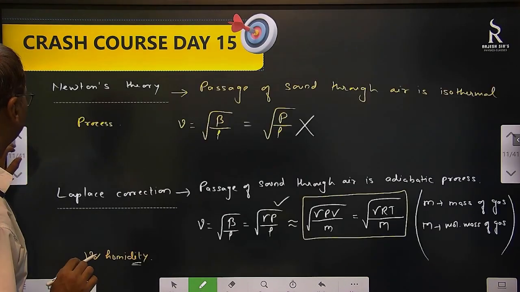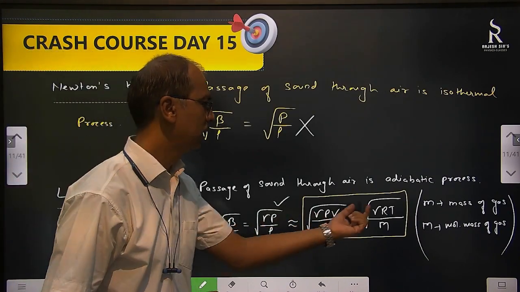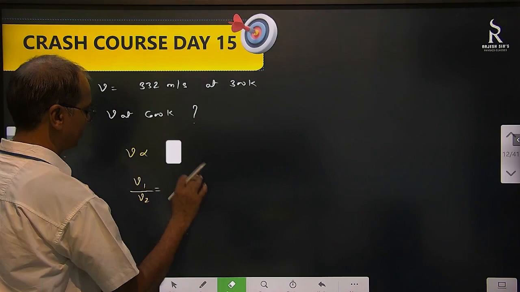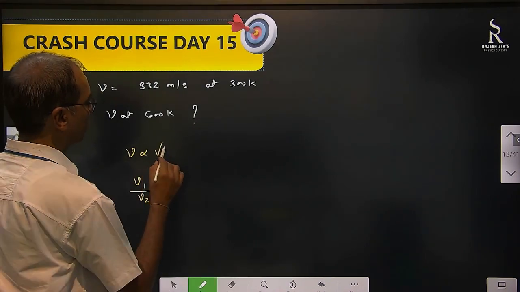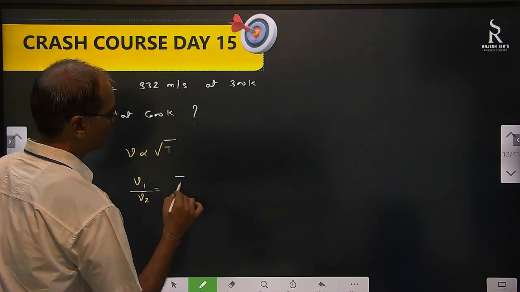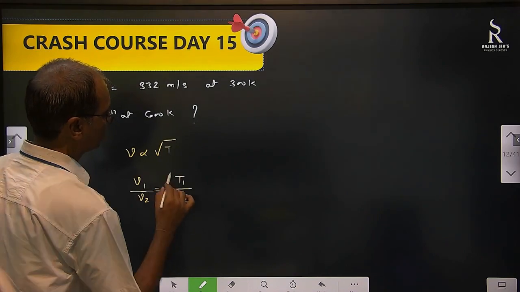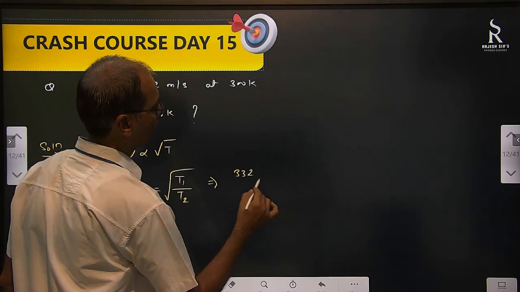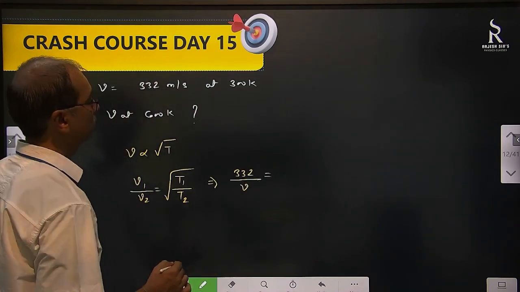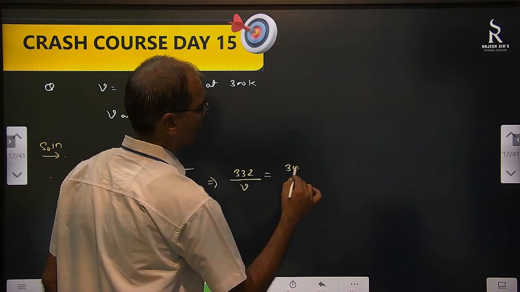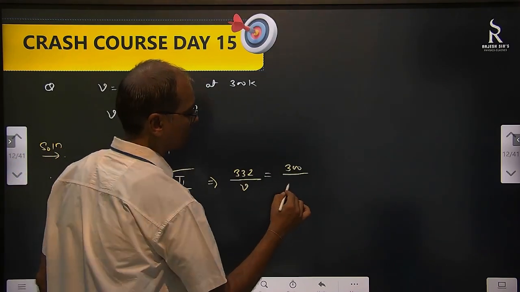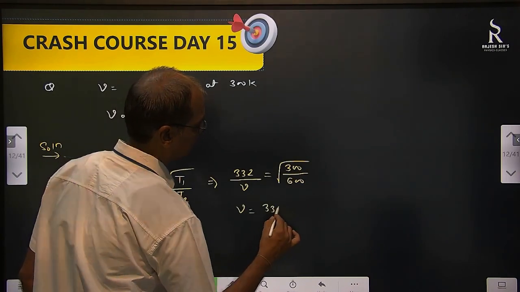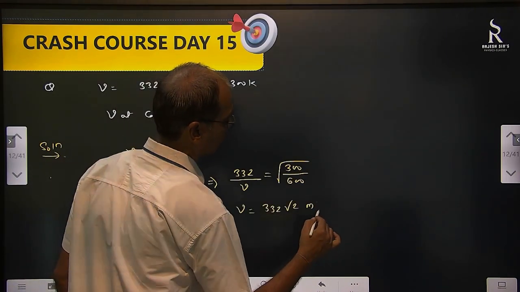What happened to me? V is directly proportional to root T. Perfect. Okay, V is directly proportional to root T. Fine. So this is root of T1 by T2. Okay, so V is given as 332. Here is V, that's equal to root of 300 by 600. So V is coming 332 root 2 meter per second.